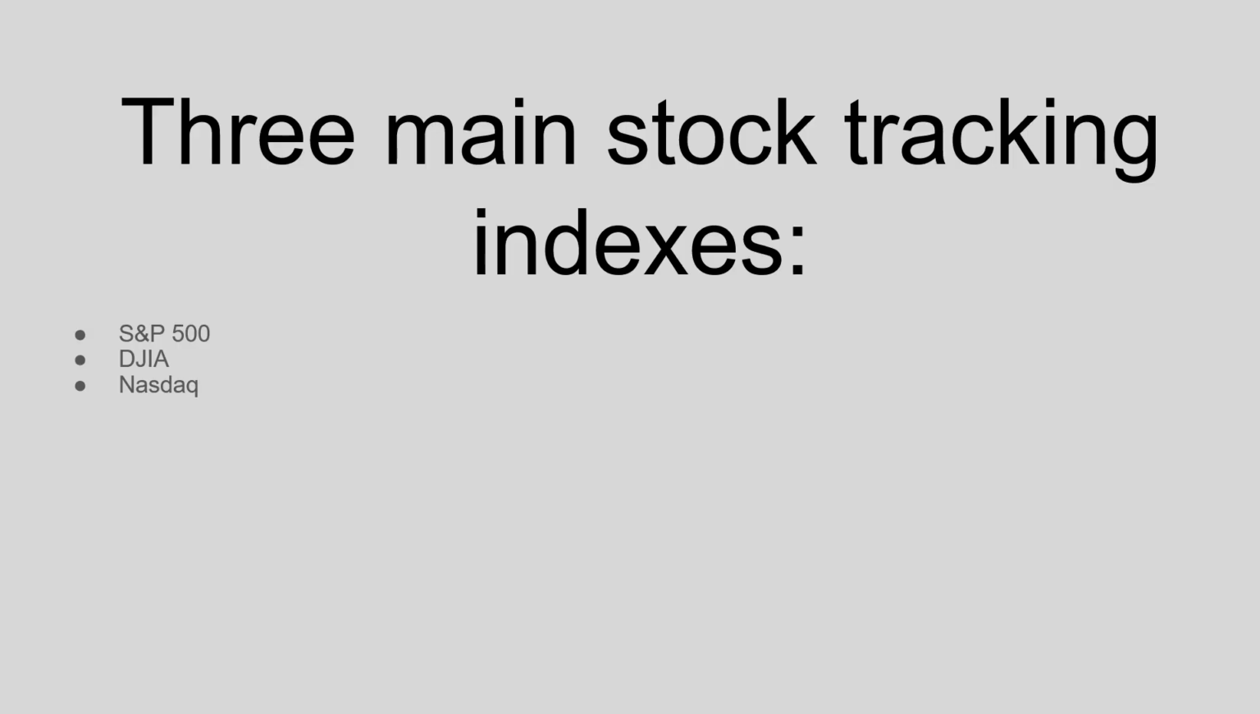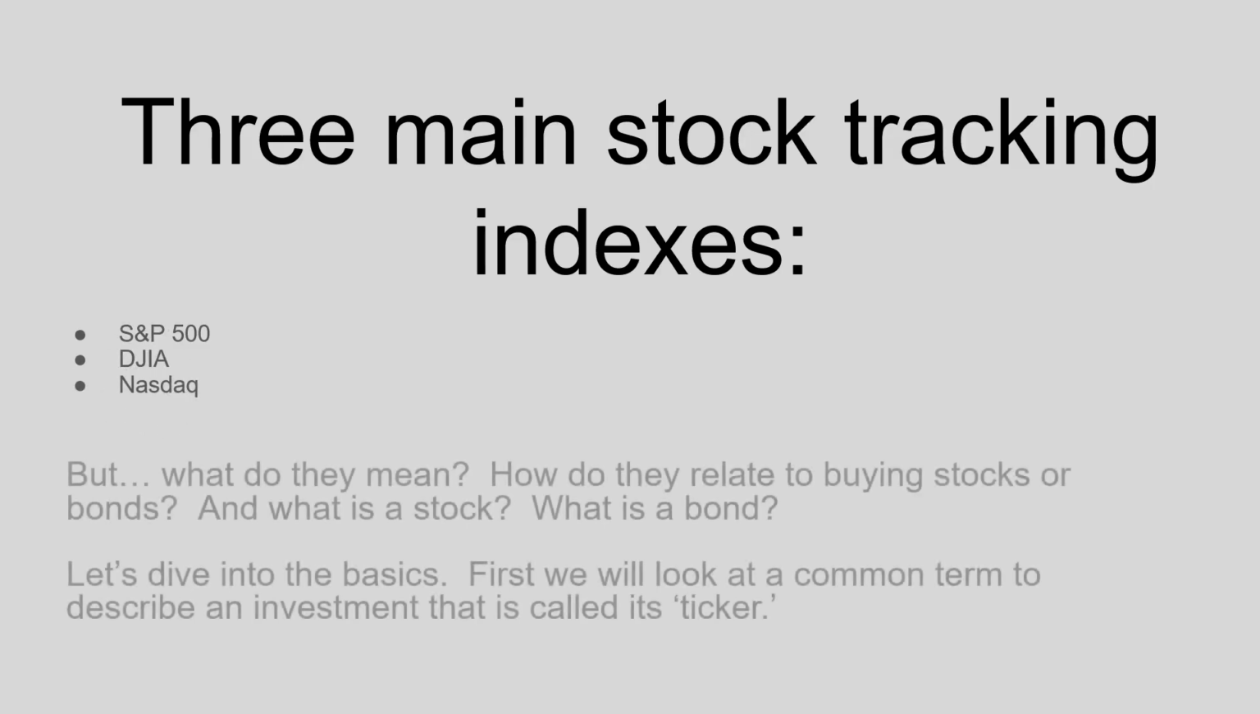All right, three main stock tracking indexes. So we have the S&P 500, the Dow Jones, also known as the DJIA, and the NASDAQ. And what do they mean? How do they relate to buying stocks or bonds? And for that matter, what is a stock? What is a bond? So we'll dive into those basics.